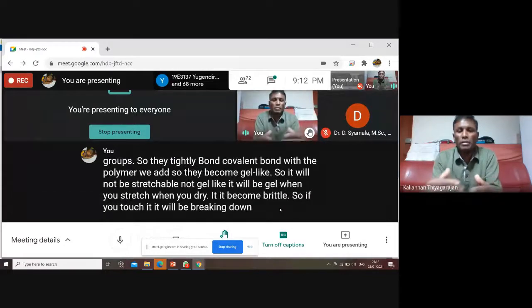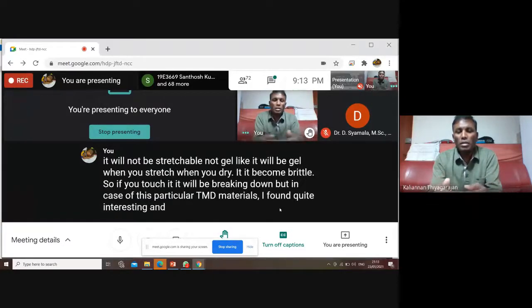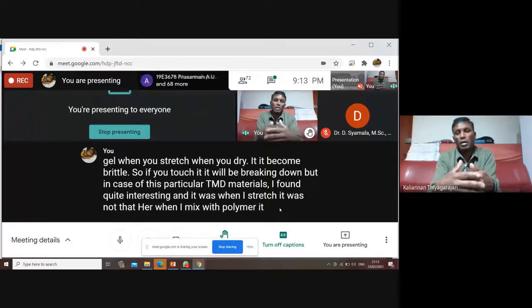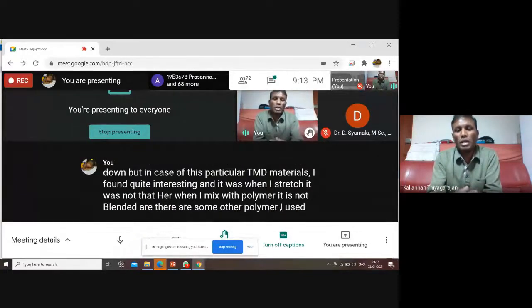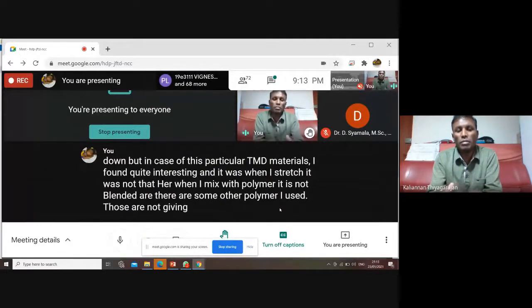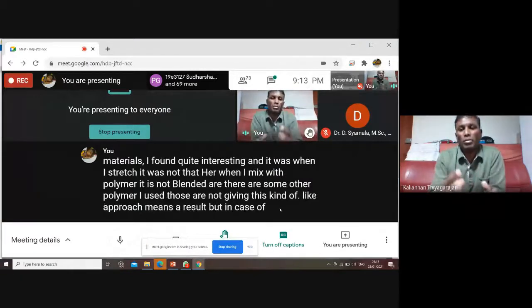So if you touch it, it will break down. But in the case of these particular TMD materials, I found something quite interesting: when I stretch it, it was not like that. When I mix it with the polymer, it is not blended. There are some other polymers I used, but those are not giving this kind of result.